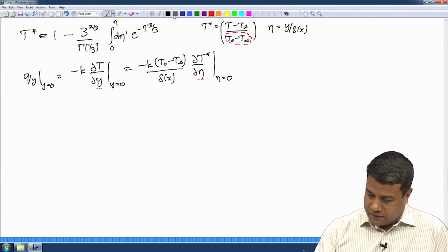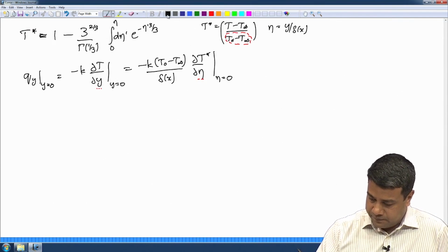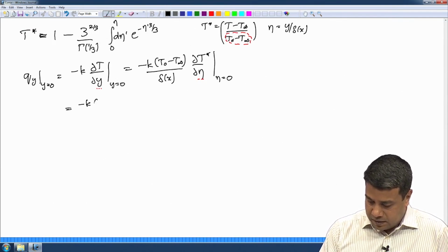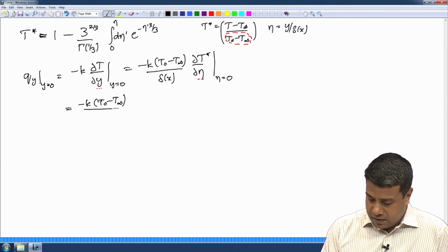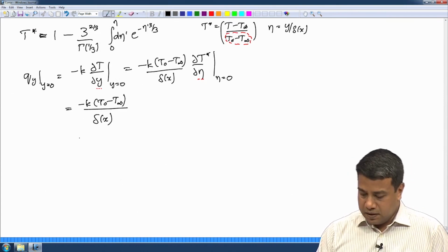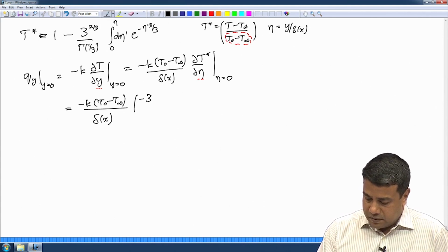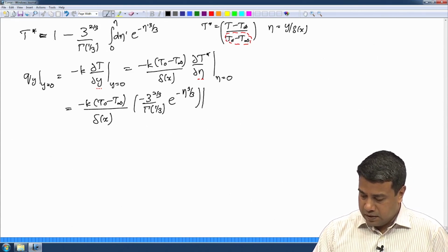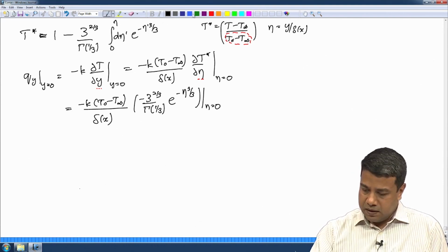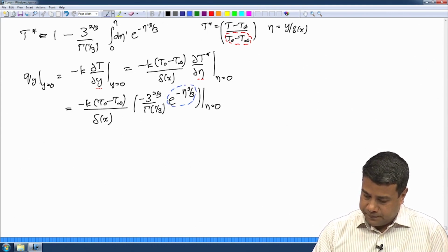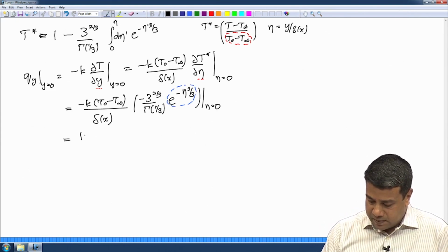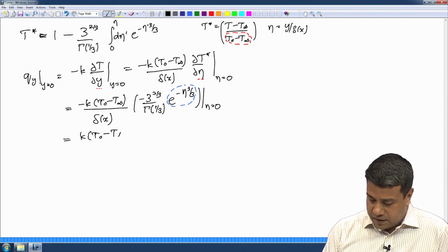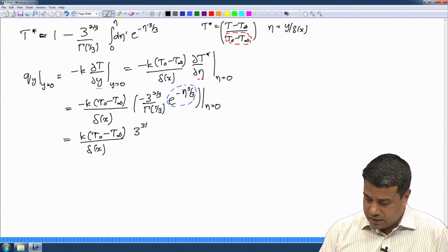So, therefore, I just get minus k into T naught minus T infinity by delta of x. And then I have a factor of minus 3 to the 2/3 by gamma of 1/3 e power minus eta cubed by 3, whole at eta is equal to 0. This term here is just equal to 1. Therefore, my equation becomes k into T naught minus T infinity by delta of x times a constant 3 to the 2/3.